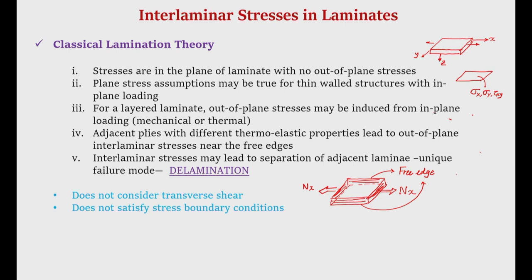Now, if you consider this laminate and try to analyze it using classical lamination theory, you may obtain sigma x, sigma y, tau xy. And suppose this is the width of the laminate. Since these two edges are free edges, at these two edges, tau xy must be equal to 0, a stress boundary condition. Similarly, sigma y must be equal to 0 because no load is applied. However, classical lamination theory does not predict that.